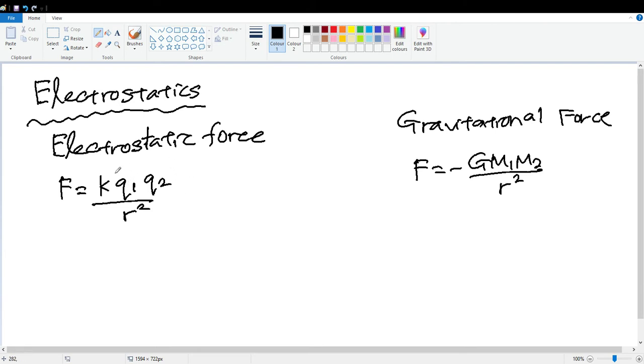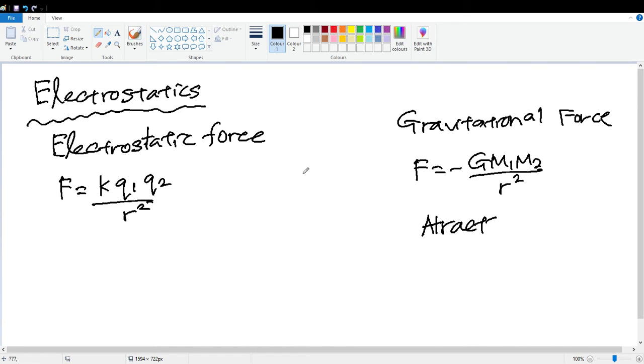So as you can see, for the electrostatic force there is no negative sign. As we discussed in the gravitation chapter, the negative sign for the gravitational force means that both objects, or both masses, are attracting. So I can conclude that the gravitational force consists of only the attractive force.